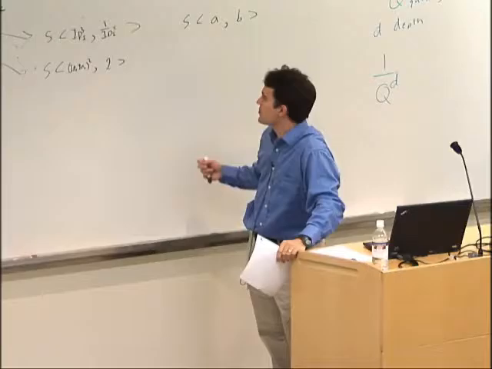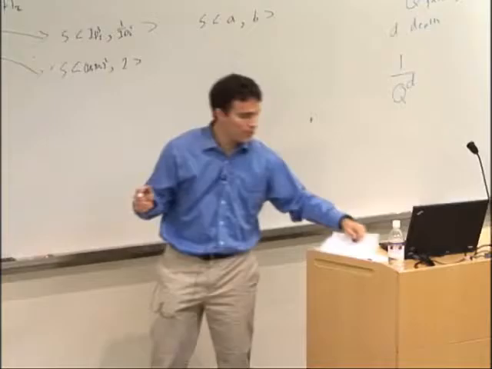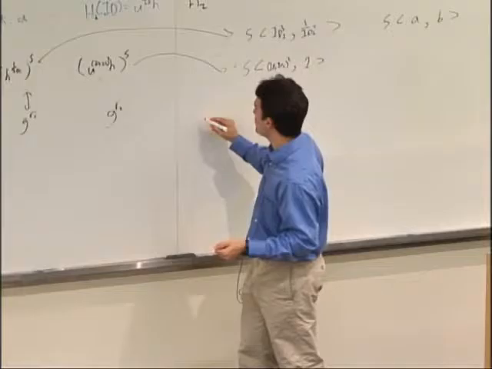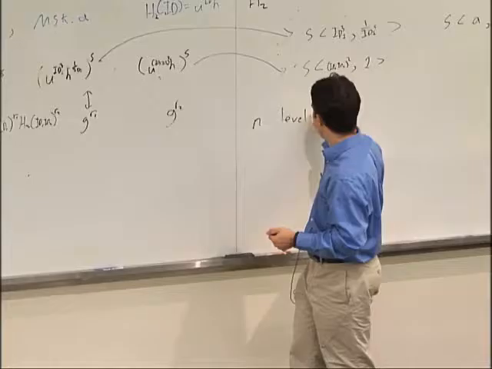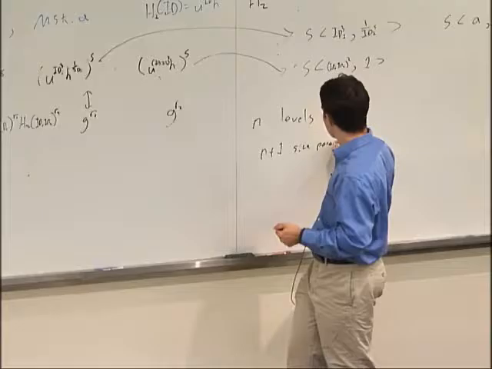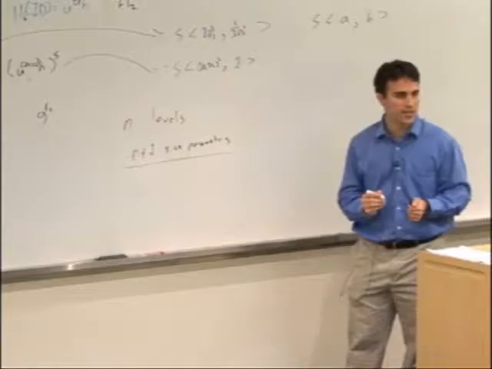So this is the problem. The problem is that in general, with these previous systems, if I wanted to have n instances, if I want to have n levels, I needed to have n plus one size parameters. And some analog of this would be true in the attribute-based encryption world.